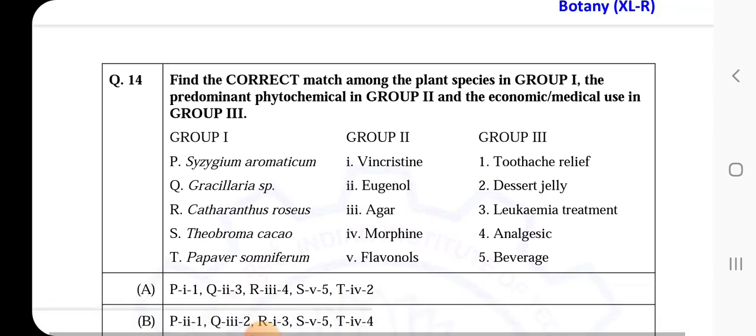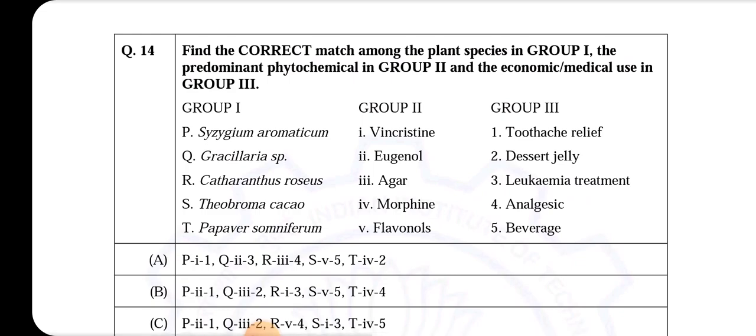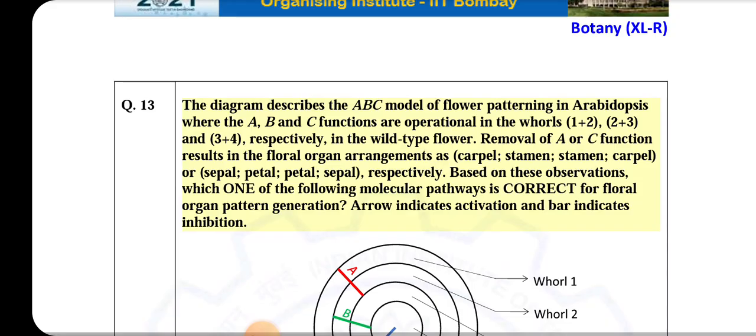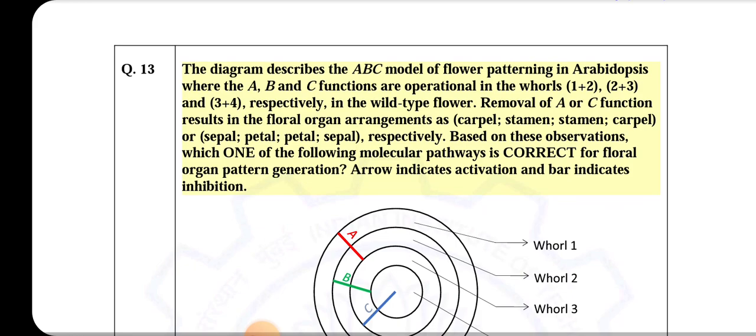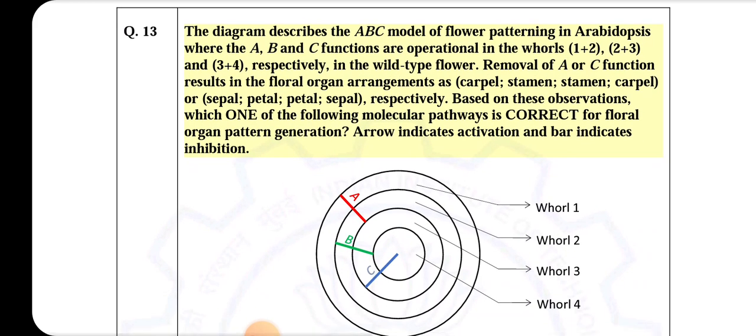The diagram describes the ABC model of flower patterning in Arabidopsis, where the A, B and C functions are operational in the whorls 1 plus 2, 2 plus 3, and 3 plus 4 respectively in the wild-type flower. Removal of A or C function results in the floral organ arrangements carpel, stamen, stamen, carpel or sepal, petal, petal, sepal respectively. Based on these observations, which one of the following molecular pathways is correct for floral organ pattern generation? Arrow indicates activation and bar indicates inhibition.